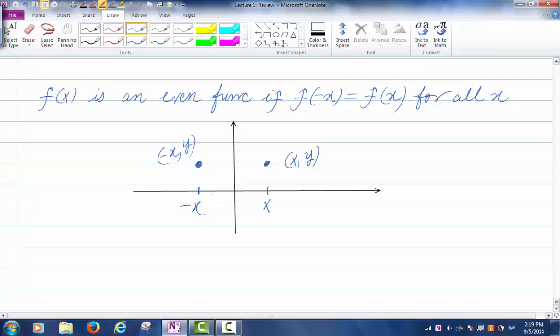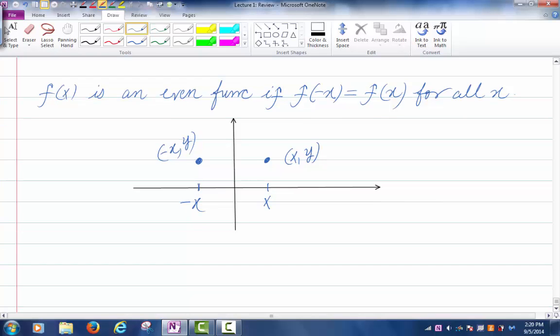So if you have an even function, whenever x, y is on the graph of f, negative x, y is on the graph as well, right? So the height of the graph of f at x and negative x would be the same. Is that making sense? The heights of the graph at negative x and x are the same. You guys agree with that? So if I have an even function, it means that whenever x, y is a point on the graph, negative x, y is also a point on the graph. Okay.